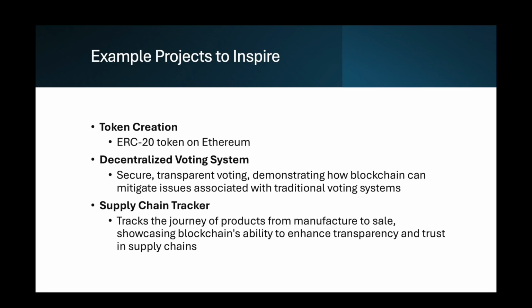Example projects to inspire. Token creation. Start by creating your own ERC20 token on Ethereum, which can represent anything from a currency to voting rights or points in a loyalty program. Decentralized voting system. Build a dApp that allows secure, transparent voting, demonstrating how blockchain can mitigate issues associated with traditional voting systems. Supply chain tracker.